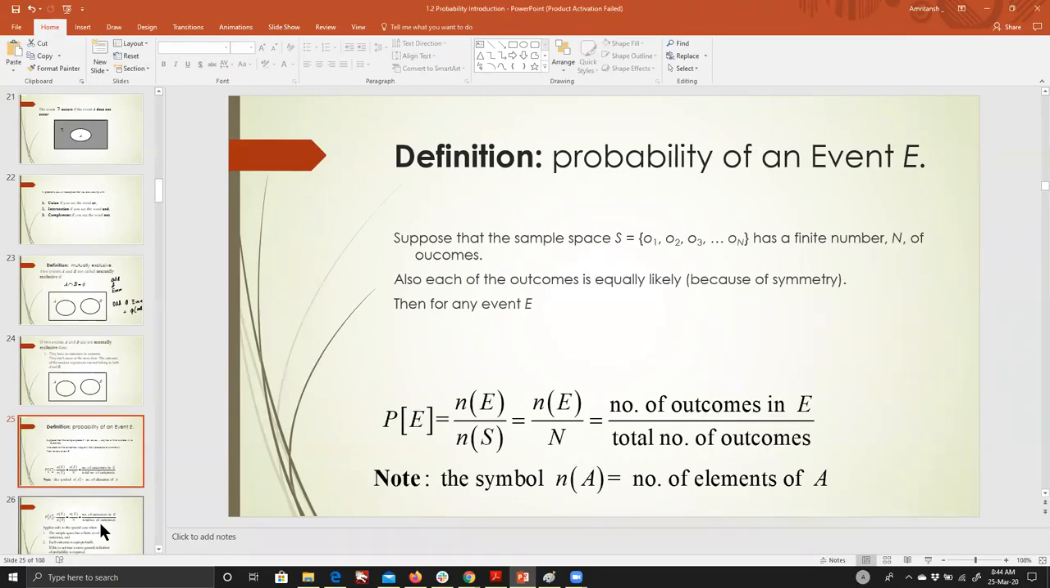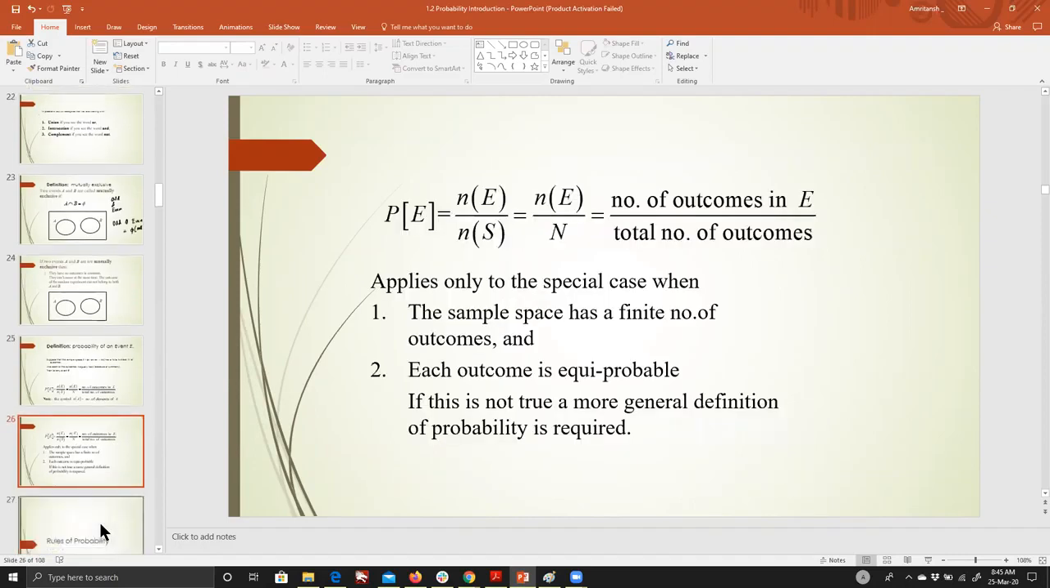Probability of an event E, and basically this is the same idea. There is nothing new, but if you want to write it down, you can write it out. There are a few assumptions though. When you are using this equation, remember there are two assumptions. First, the sample space has a finite number of outcomes. So this capital N is a finite number. It could be a large number, but it has to be finite.